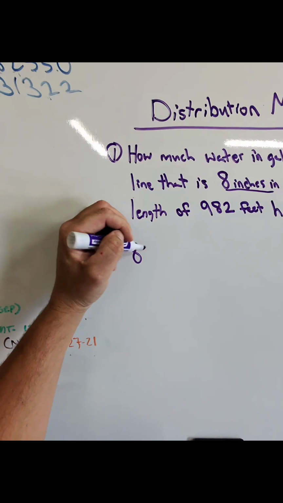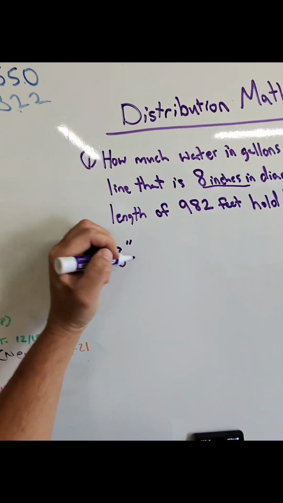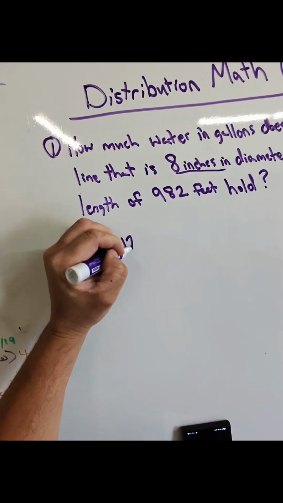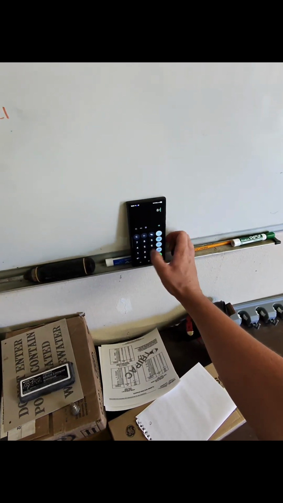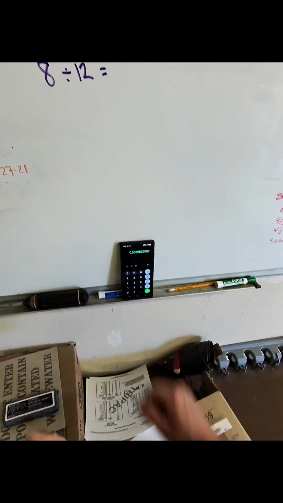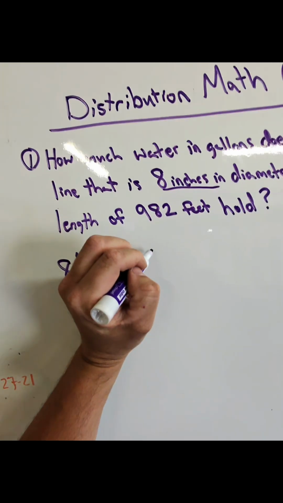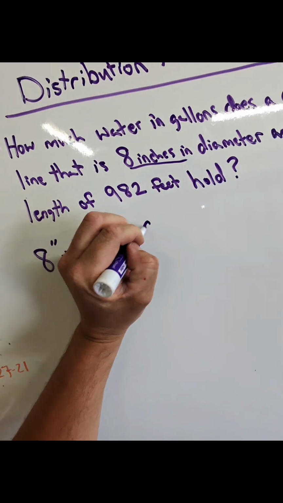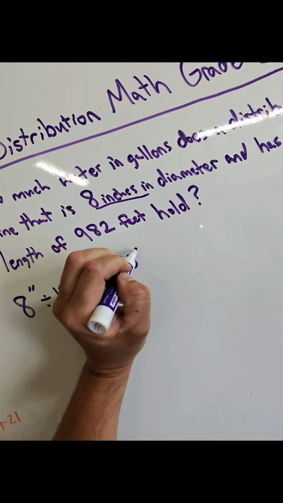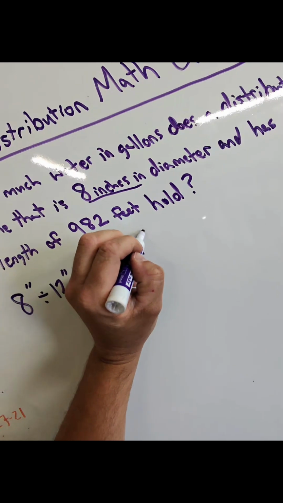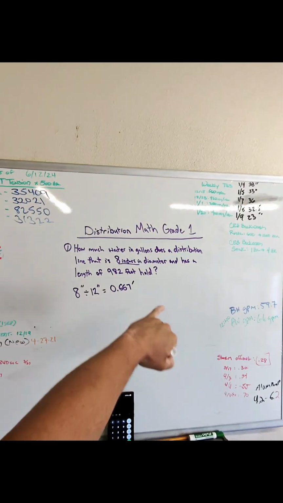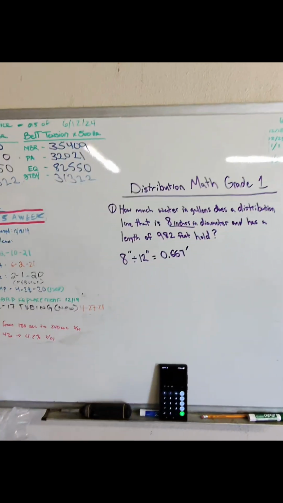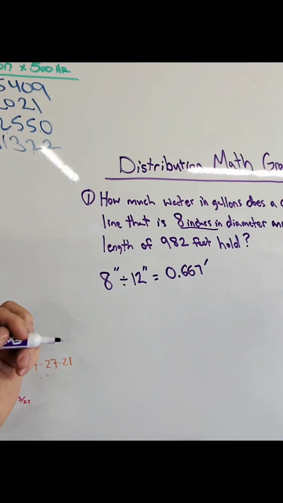So what we do is we do 8 inches divided by 12 inches in a foot. So then we go 8 divided by 12 gives us 0.66. So this equals 0.66 feet. Okay, let's clear that.